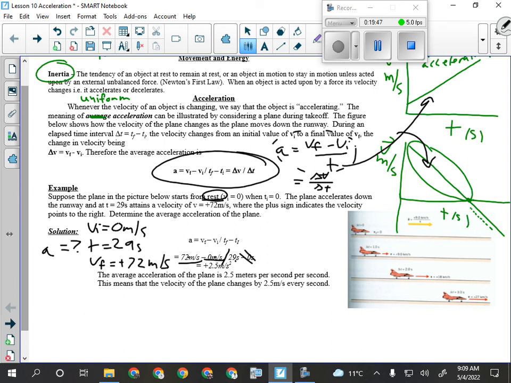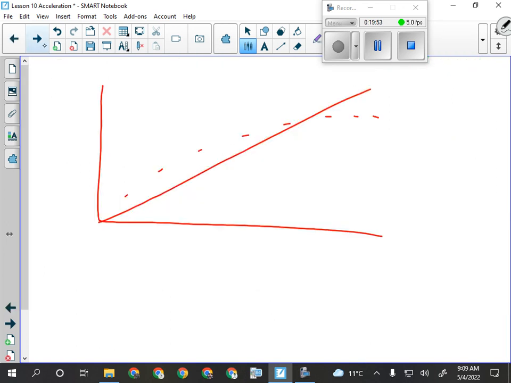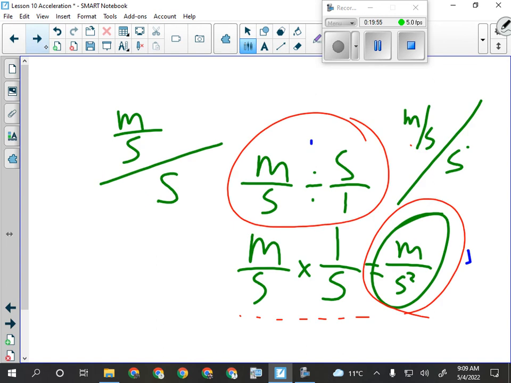Okay, does that equation there make sense? Yeah? Okay. All right, we talked about this the other day, how meters per second per second is meters per second squared. Is everyone still good with that, or do I need to go over it again? Everyone's okay with that?